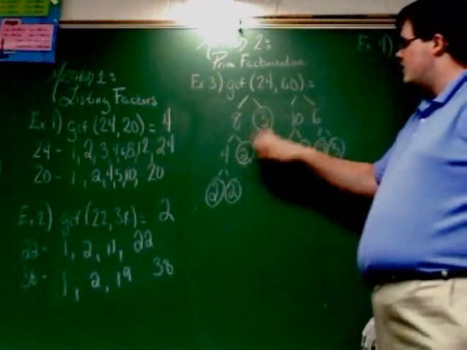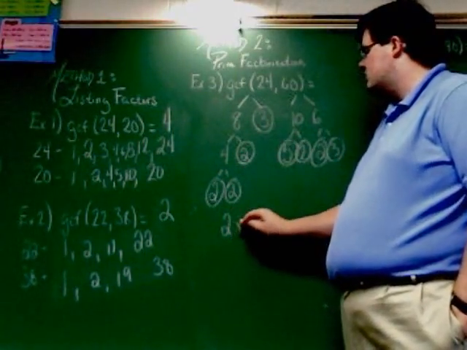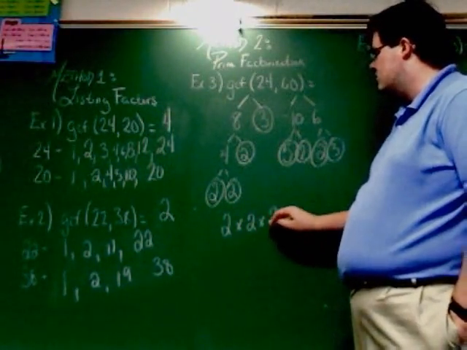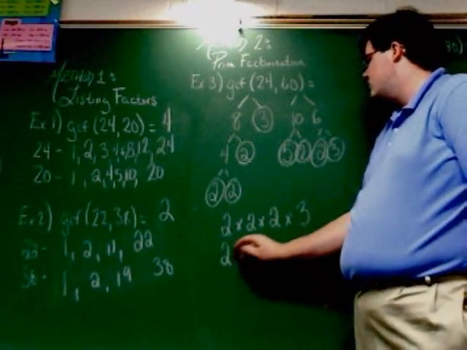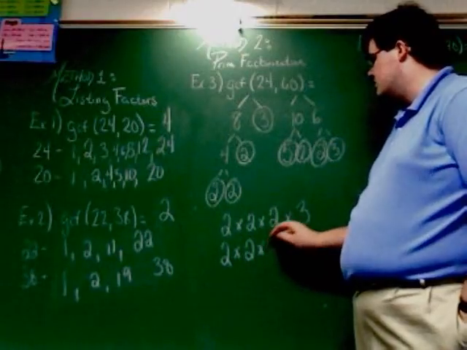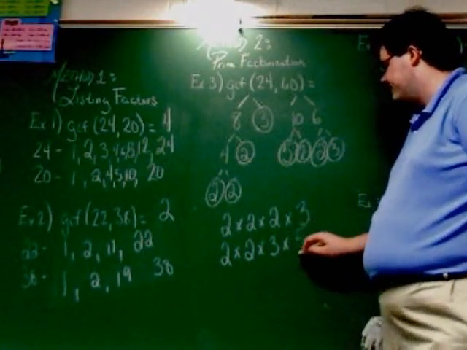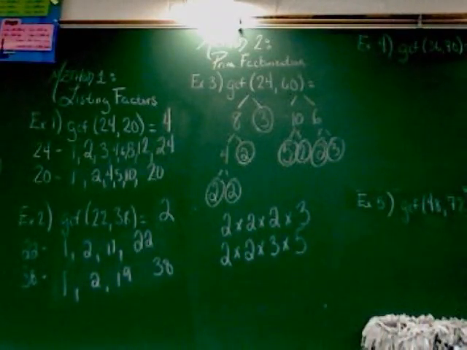So over here, I've got 2 times 2 times 2 times 3. Here, I've got 2 times 2 times 3 times 5. And that's that step done. All right. The third step says to circle the likes.